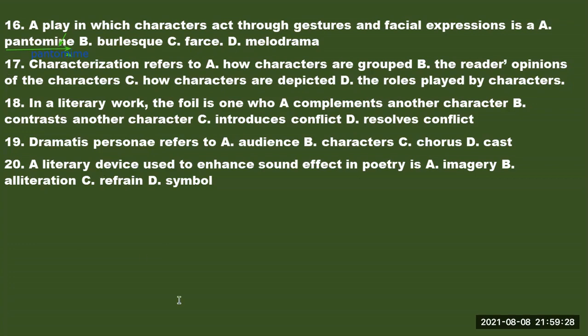Question number 17, all right? Characterization refers to A, how characters are grouped, no. B, readers' opinions of the characters, no. C, how characters are depicted. I will go for C because characterization is the way and manner in which a writer presents the characters in a story or play with a view to making them believable. Characters are the agents that carry out the events or actions of a play or story.